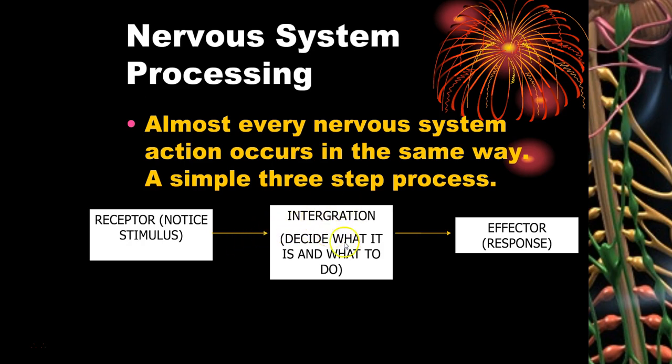Once it enters the integration system, and that would be the central nervous system made up of the spinal cord and brain, the messages are passed to an interneuron. You're welcome to write that in. The interneuron decides what to do after, of course, assimilating the information and deciding what it is that is coming in.